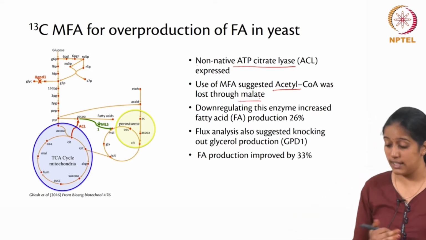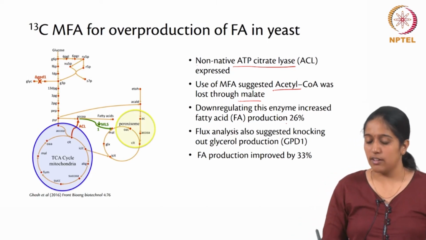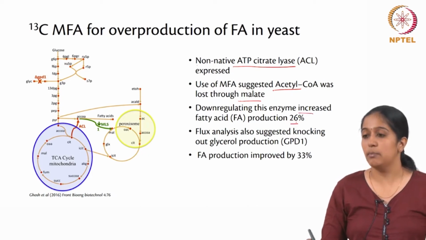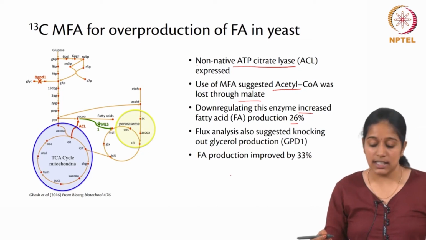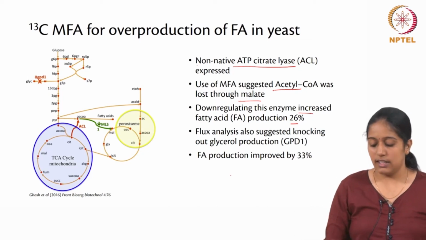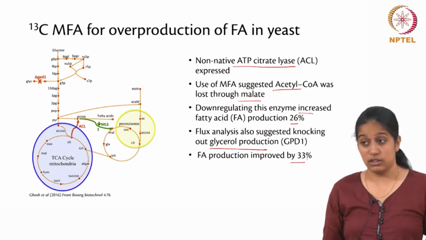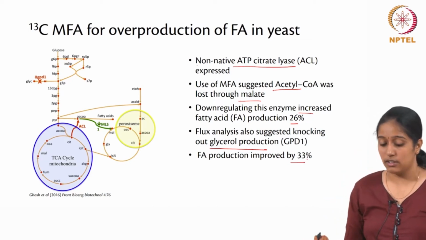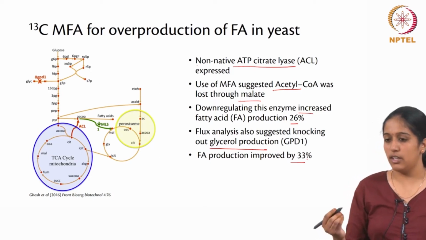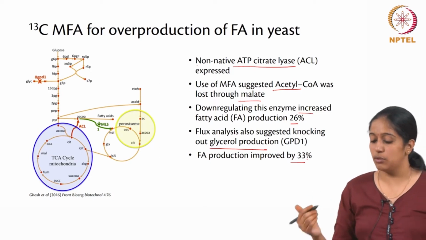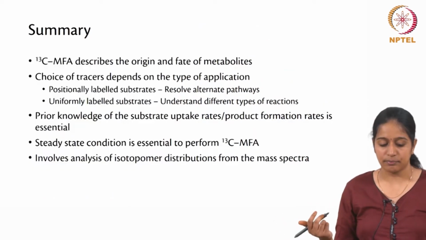So, they wanted to downregulate this enzyme and see how the system works, and after downregulating they found that the fatty acid production increased by 26%. They again did a metabolic flux analysis, and this suggested that they knock down the glycerol production, and once they did this they found out that the fatty acid production was improved by 33%. So, this is one of the applications of MFA where you try to see how the fluxes vary through different pathways and overproduce the product of interest.